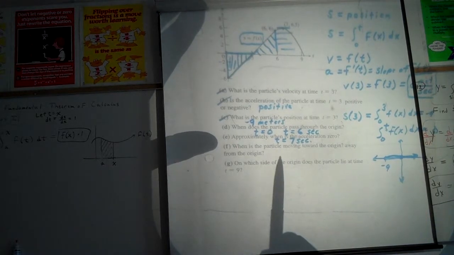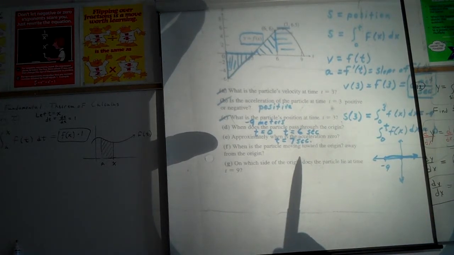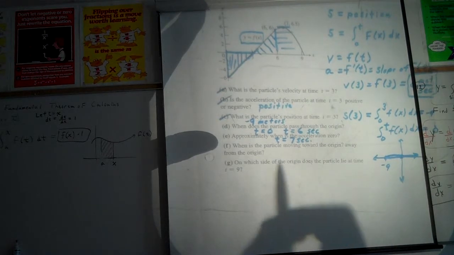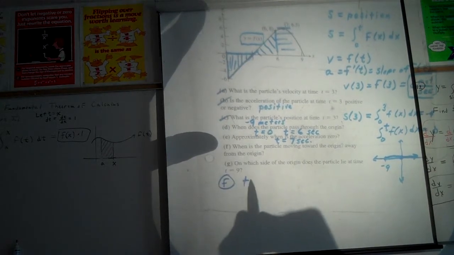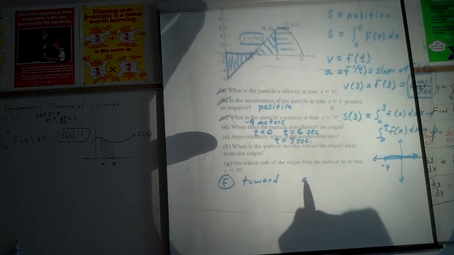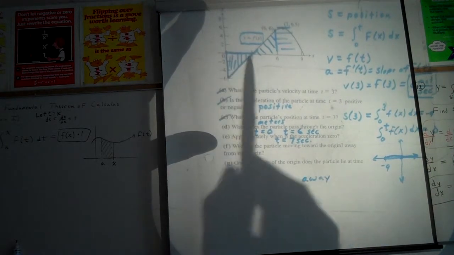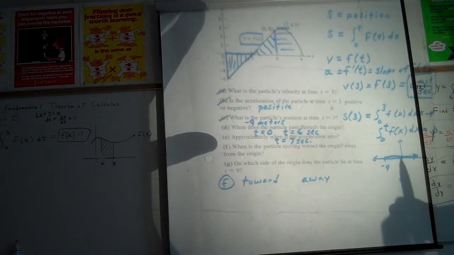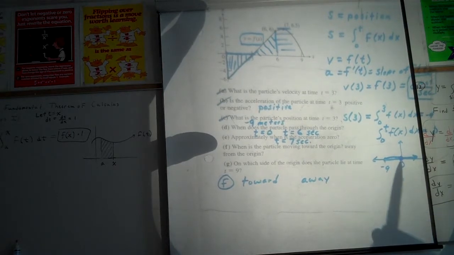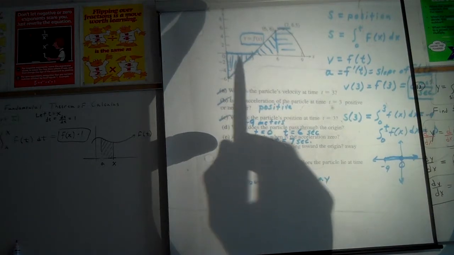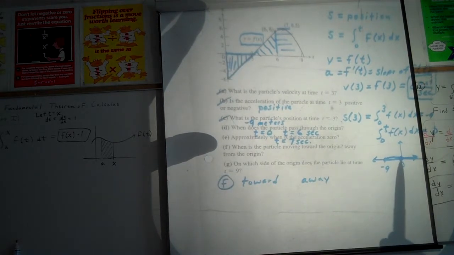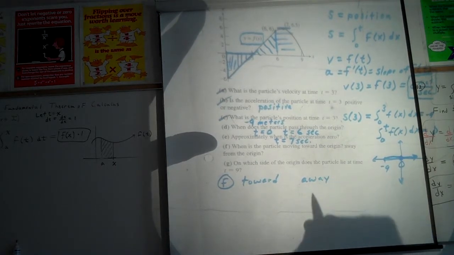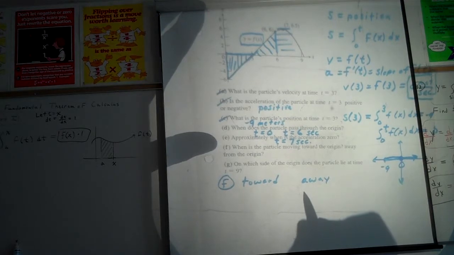Part F. When is the particle moving toward the origin? When's it moving away from the origin? So I'm going to put this down here where we have a little more room. Toward the origin and away from the origin. Well, during the first 3 seconds, we said that it initially started at 0 right here. During the first 3 seconds, it moved to -9, right? Because this area is 9 below the x-axis. So would it have been moving away or toward the origin when it moved from 0 to -9? Away.